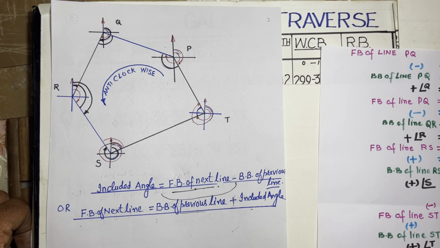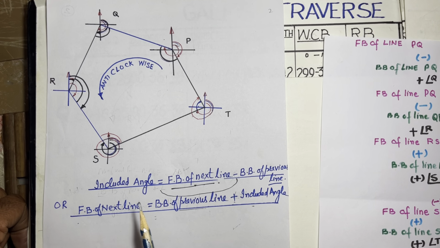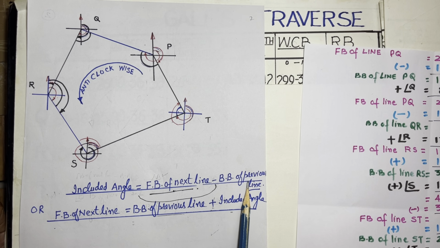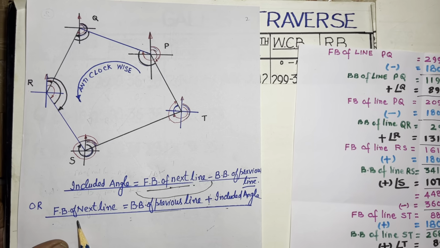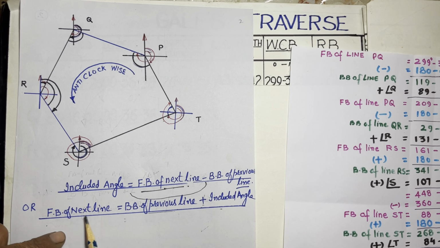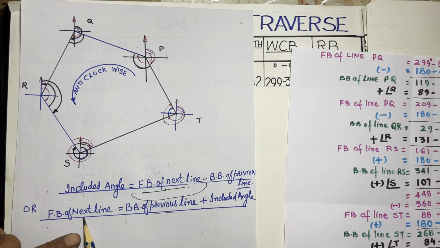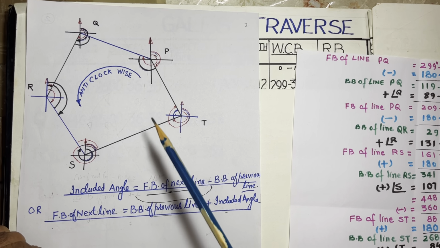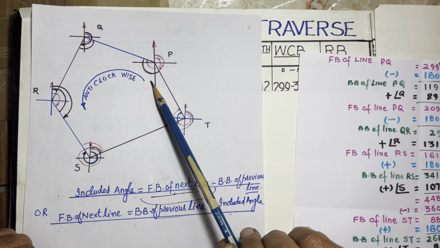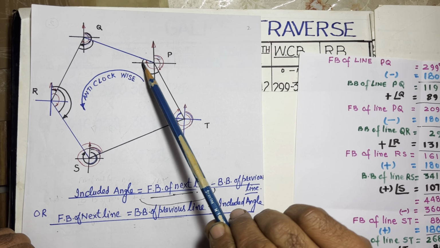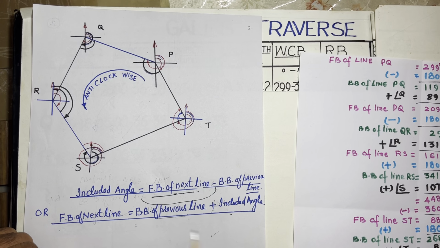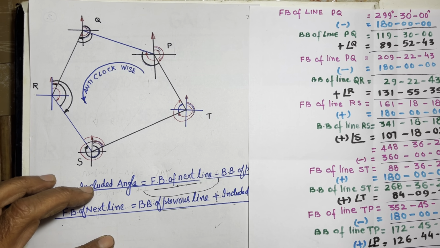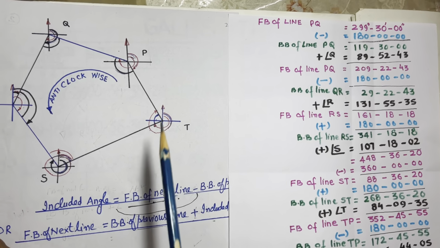After these observations, we did according to this formula. Included angle is given by forebearing of next line minus back bearing of the previous line. Or if we want the bearing of all lines, forebearing of next line is given by back bearing of previous line plus included angle, because in our case we have measured the bearing of a line and then we have applied included angles according to this formula. So we have observed the forebearing of line PQ.